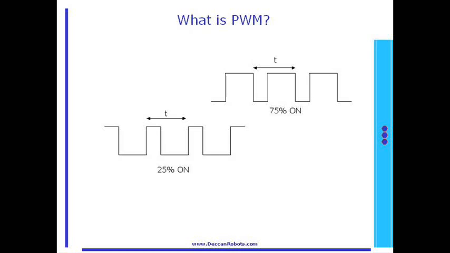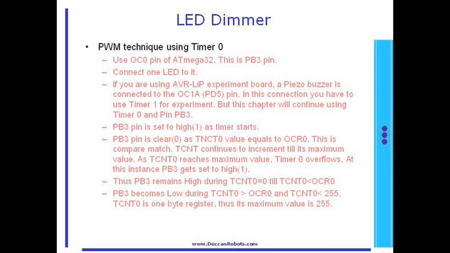Let's make a LED dimmer application using PWM and timer. Pin PB3 of Omega32 has to be used as PWM output pin while using timer 0 to generate PWM output. You can use PD4 or PD5 pins if you decide to use timer 1 to generate PWM. In our example we will use PB3 to generate PWM.